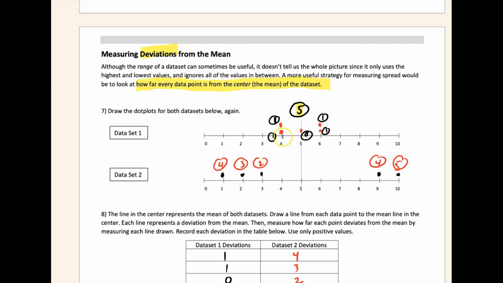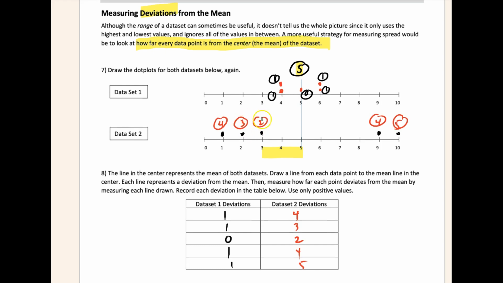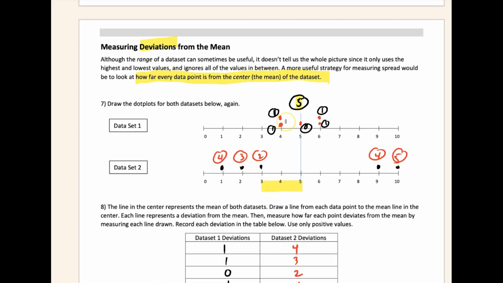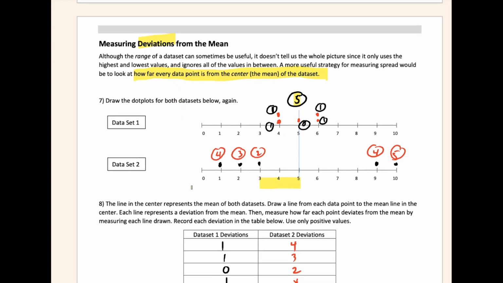How far are they? If these 2 points are 1 away, these 2 points are 1 away. Look at here, this point is 2 away. And so that's why the deviations are 2. So those are what we call the deviations. Take a look at that, reread that, and then give yourself a minute to understand deviation.